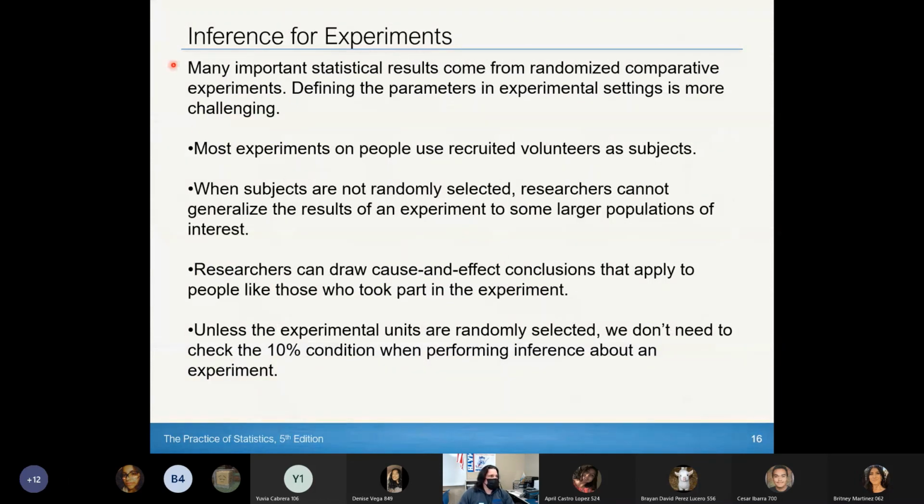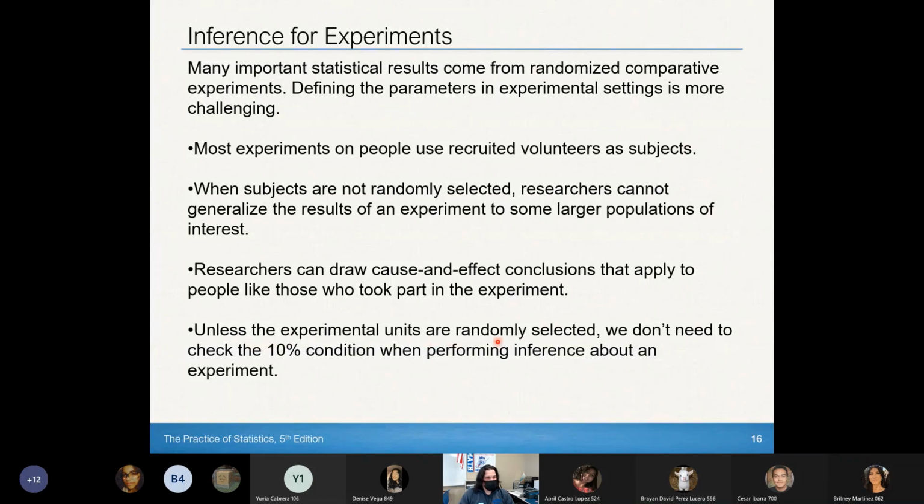So many important statistical results come from randomized comparative experiments. Defining the parameters in experimental settings is more challenging. Most experiments on people use recruited volunteers as subjects. When subjects are not randomly selected, researchers cannot generalize the results of an experiment to some larger populations of interest. Researchers can draw cause and effect conclusions that apply to people like those who took part in the experiment.